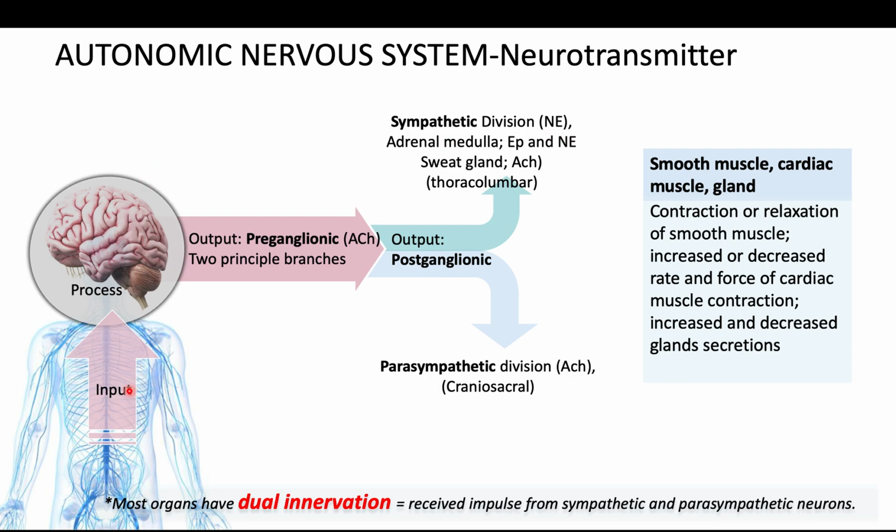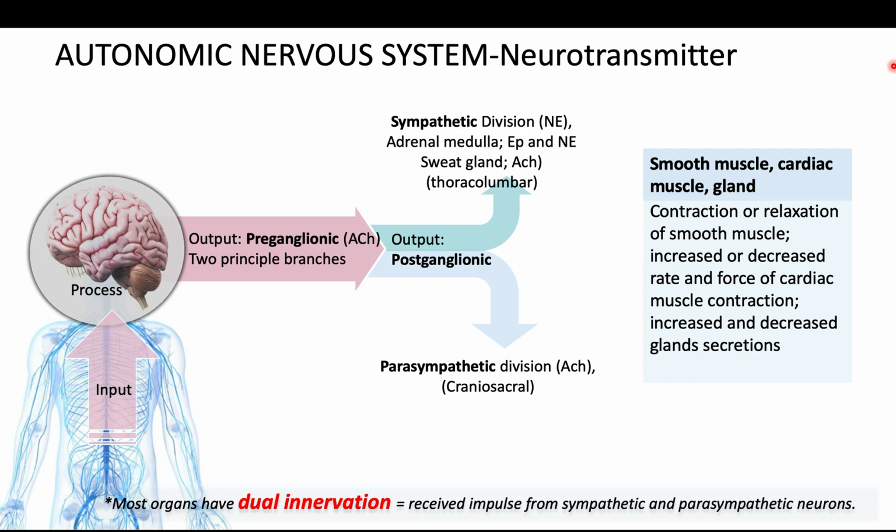Okay, so we have the input, we have a processing system, and we have the output, by which all the preganglionic neurons will release acetylcholine. And you have the postganglionic neurons, by which in the sympathetic division the neuron is going to secrete norepinephrine and epinephrine, and in the adrenal medulla it's going to secrete epinephrine and norepinephrine. And in the sweat gland, it's going to secrete acetylcholine. But for the postganglionic neurons coming from the craniosacral region, they are going to secrete acetylcholine.